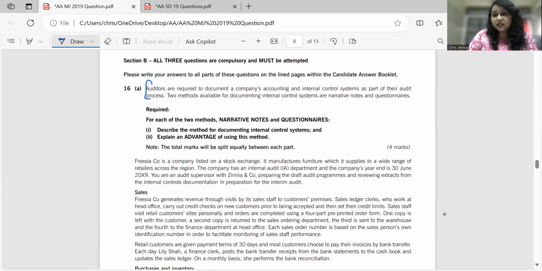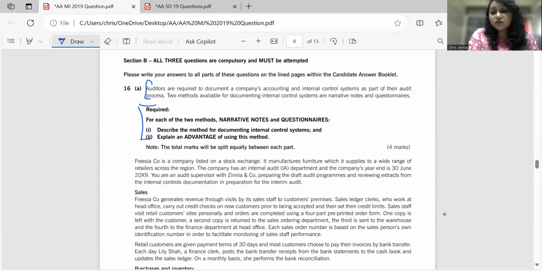So how you can write the answers. This can save your time. Otherwise, this will lead to reading the question again and again. Now, my first part is for each of the two methods, narrative notes and questionnaires, describe the method for documenting internal control systems and explain an advantage of using this method. Now, from this requirement, I can make a point. So this requirement is based on narrative notes and questionnaires.